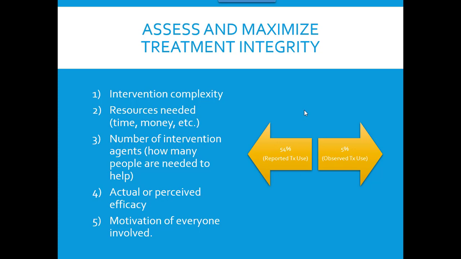And eventually, what they're doing is not what was originally researched. If it needs a lot of people to help, probably not going to get done with integrity. If they don't see that it's going to work, they're probably not going to do it. And if people don't want to do it, they're not going to do it. And so there is this idea of treatment integrity: who is telling you, how many people are telling you what they're doing, how many of you observe doing it, etc.